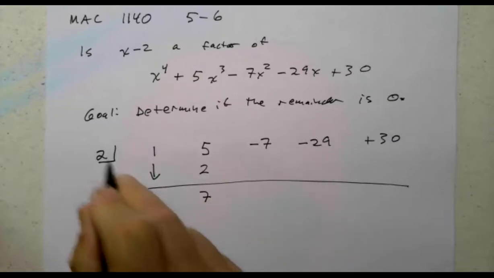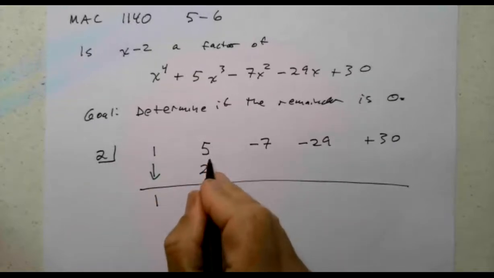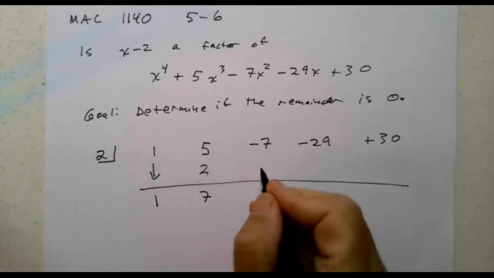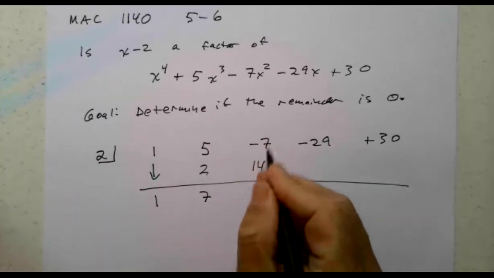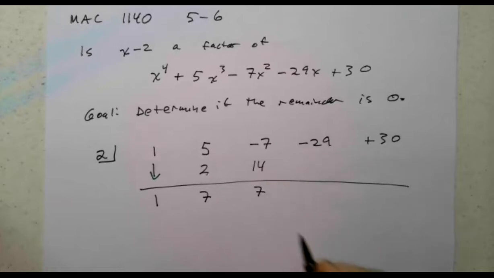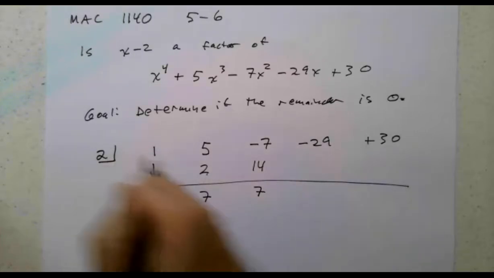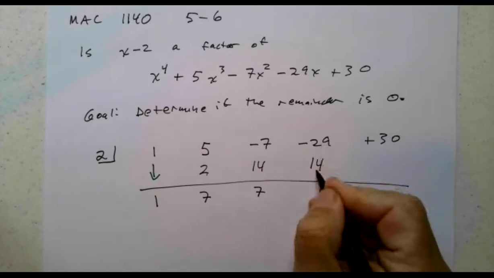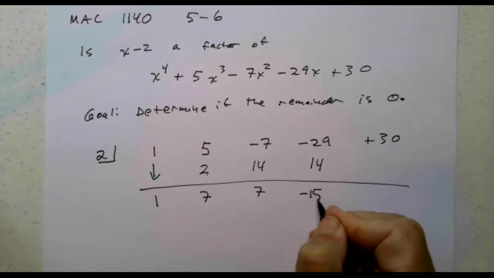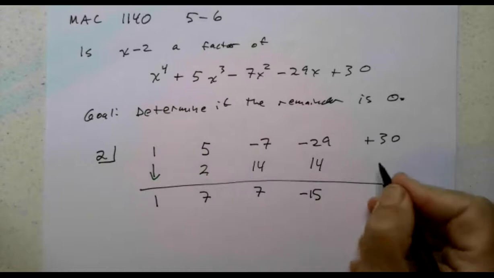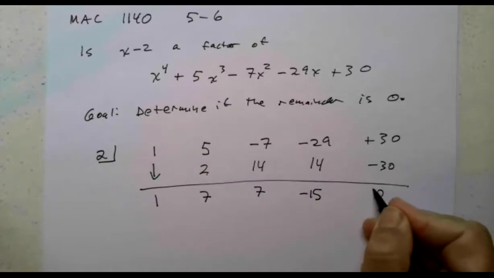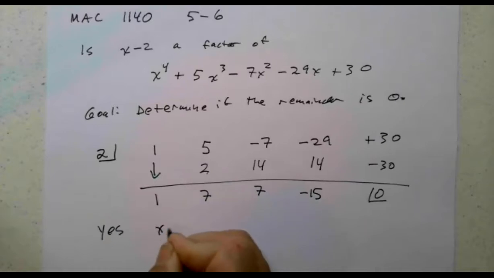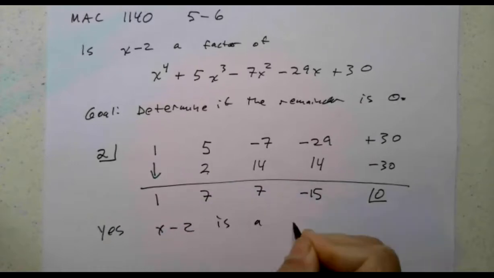Next, 2 times 7 is 14. Add going down. Negative 7 plus 14 is 7. 2 times 7 is 14. Negative 29 and 14 add going down. Negative 29 and 14 is negative 15. 2 times negative 15 is negative 30, and the result is 0. The remainder is 0. So yes, x minus 2 is a factor.